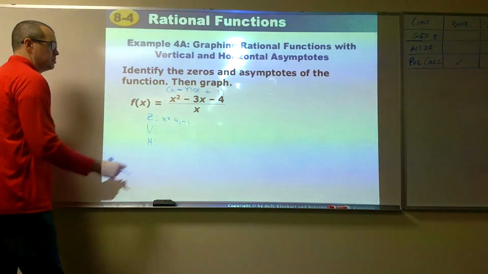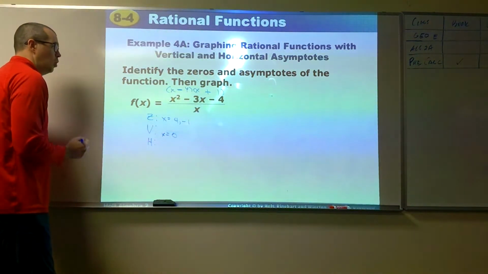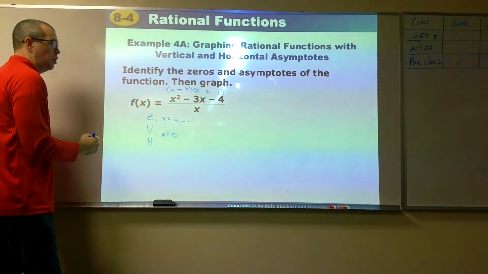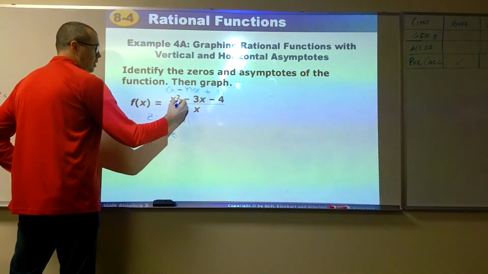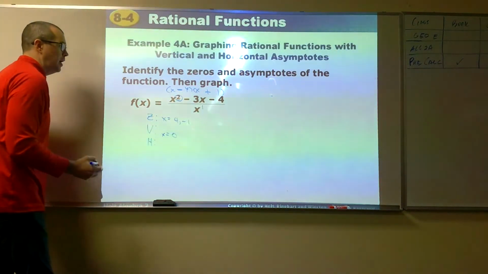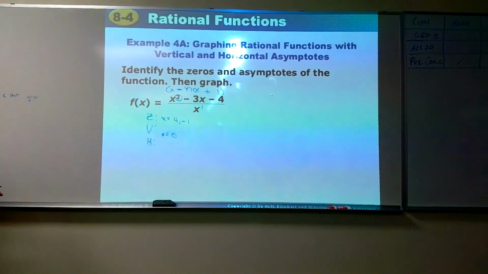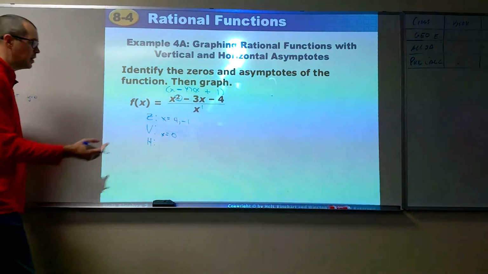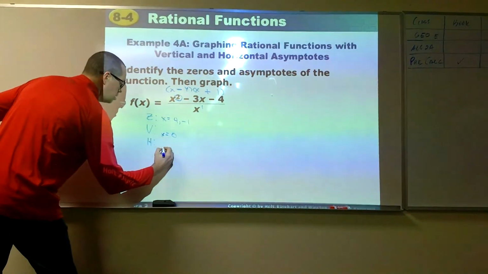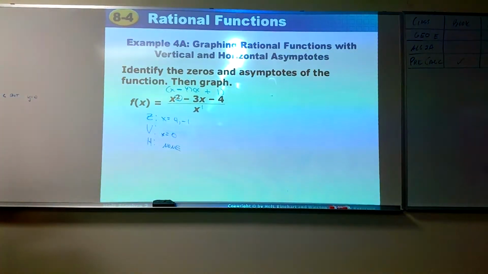Vertical asymptotes. What makes the bottom 0? Well, that's easy. 0. Horizontal asymptote. Okay, we have to look at the degree. Well, the degree of the top is 2. The degree of the bottom is 1. So top is greater than bottom. If we have that, we go back to that chart, there is no horizontal asymptote. Okay? Easy peasy lemon squeezy.